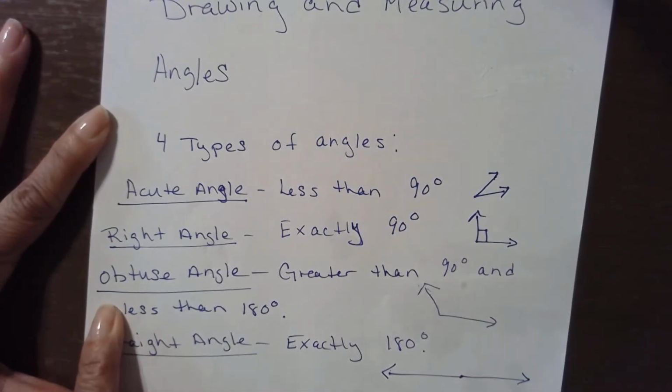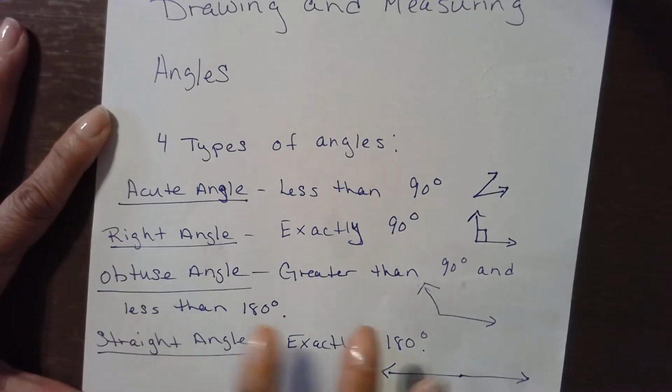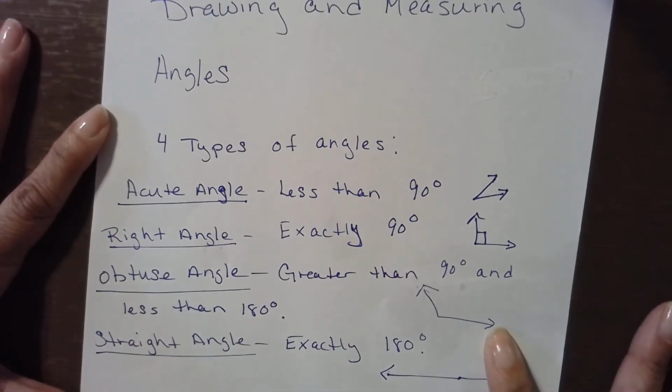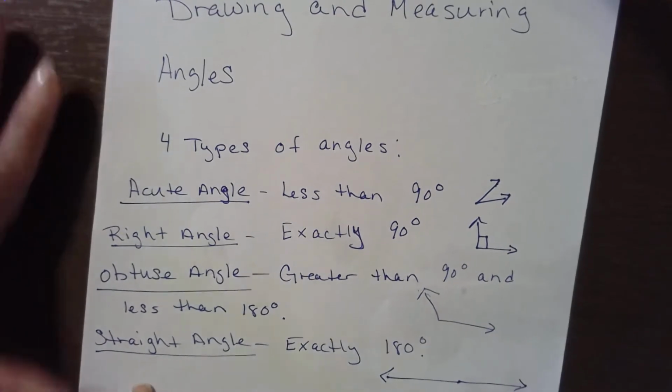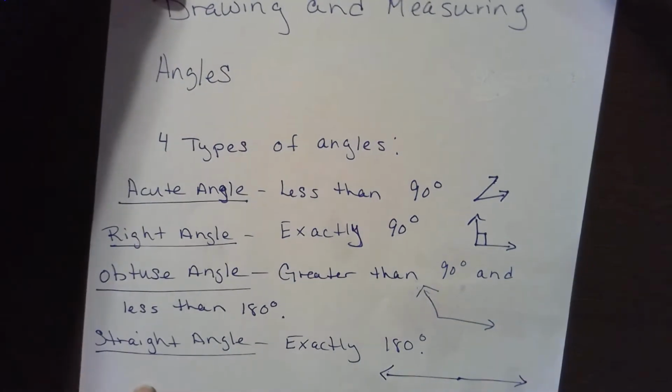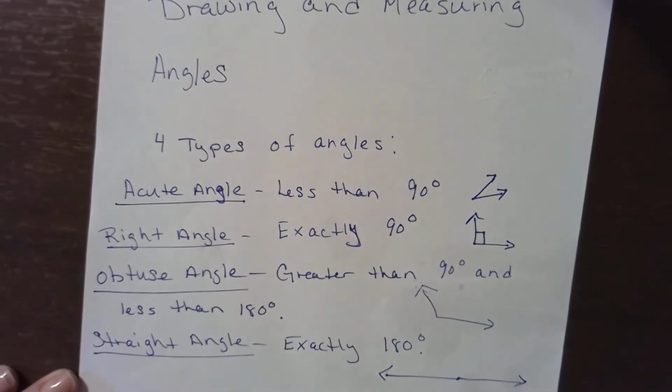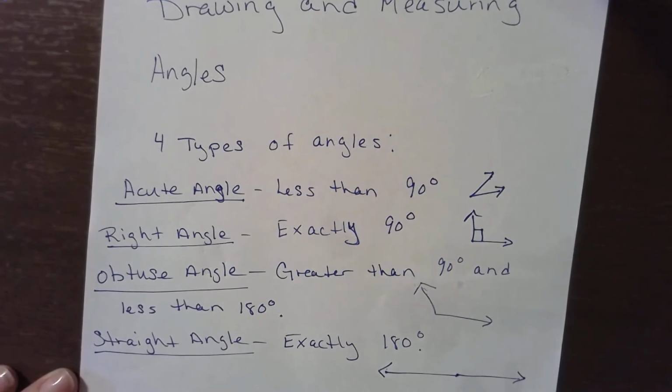And the next one is an obtuse angle. An obtuse angle is greater than 90 degrees and less than 180. Here's an example of what an obtuse angle would look like. And then last is our straight angle. And our straight angle is exactly 180 degrees. Basically, it's going to look like a line.